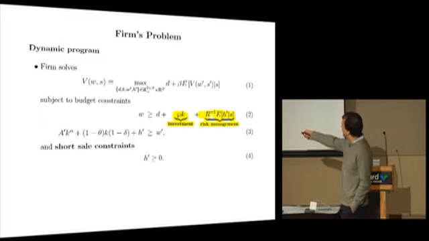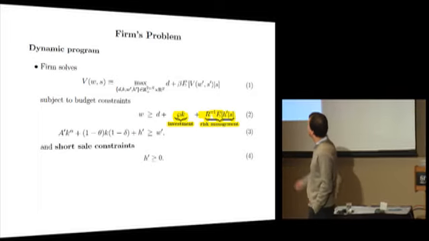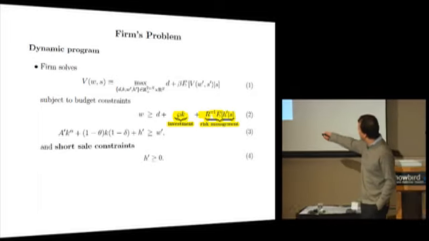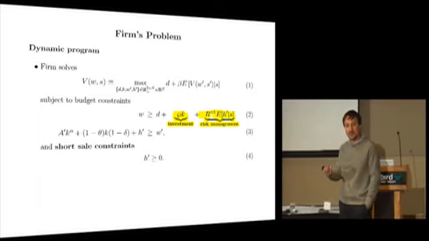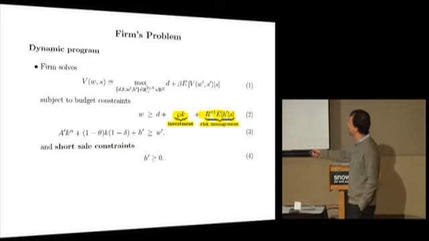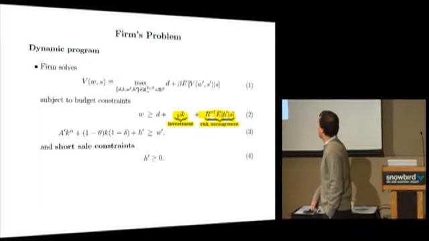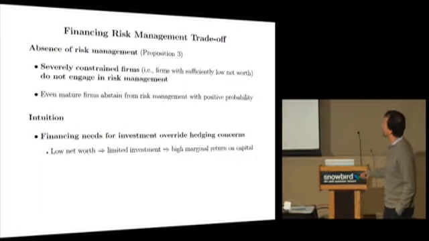Then tomorrow, of course, you're going to have your cash flow, you're going to have your aircraft net of the debt, plus if you bought a contingent claim, it's going to pay off. That's going to give you your net worth tomorrow. And all the collateral constraints and so on and so forth reduce to just a short sale constraint.